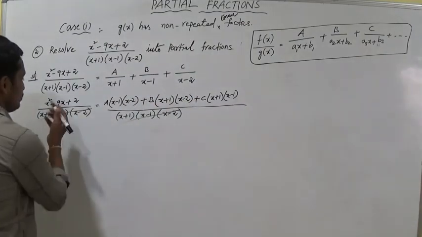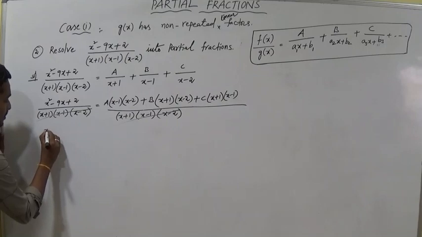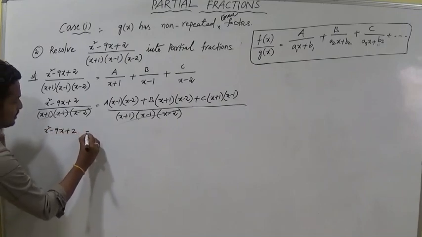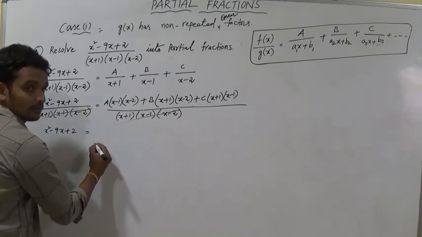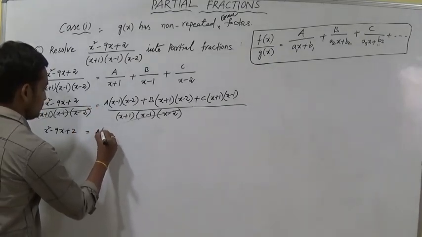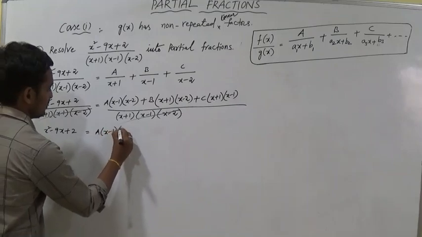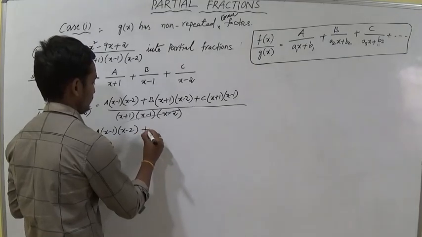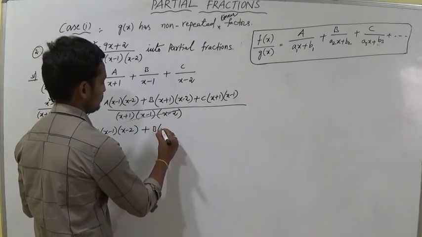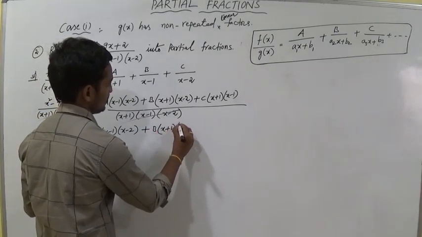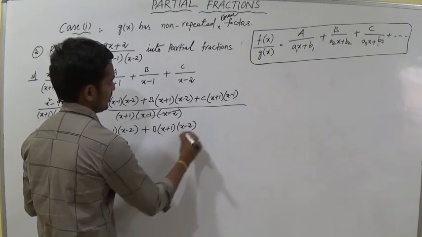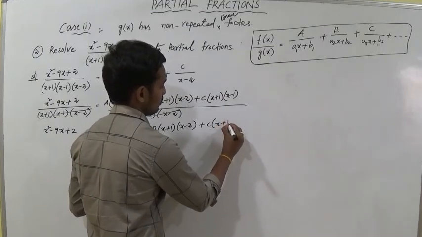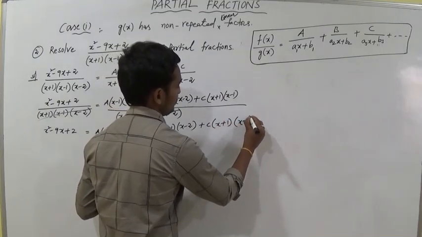Now write the numerators. x square minus 9x plus 2 is equal to A into (x minus 1) into (x minus 2) plus B into (x plus 1) into (x minus 2) plus C into (x plus 1) into (x minus 1).